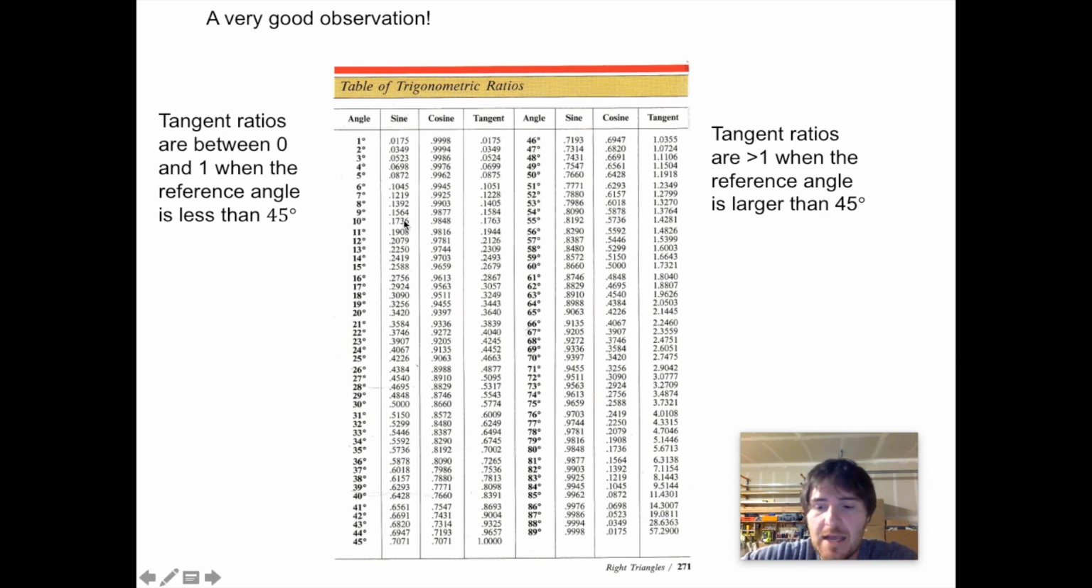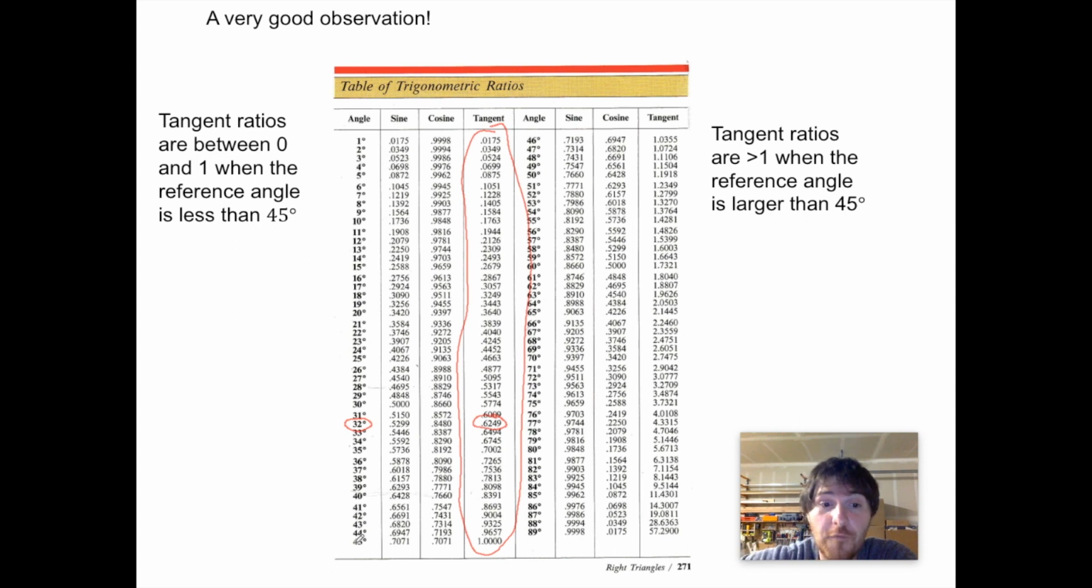So anyways, to point this out, the tangent ratios here, look at them. They're all less than 1. Or if they're 45 degrees, it's 1, okay? The reason for that is, well, if you have a 32-degree angle, for instance, that's pretty acute still, right?